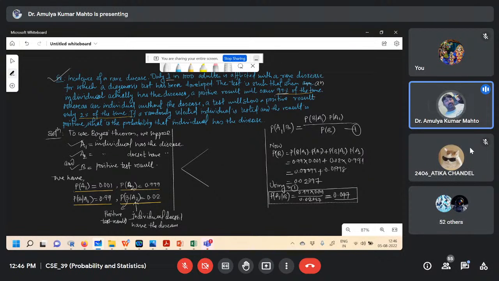Okay. So this one, I am having two branches. Actually it's two branches, not leaves. One branch is saying that the person has the disease, and the second branch is that the person does not have the disease. So the first branch is probability of A1, means the person has the disease. Let me write person or individual.